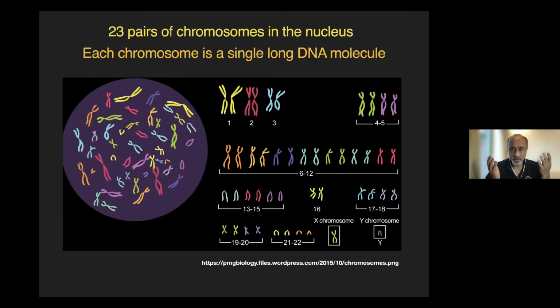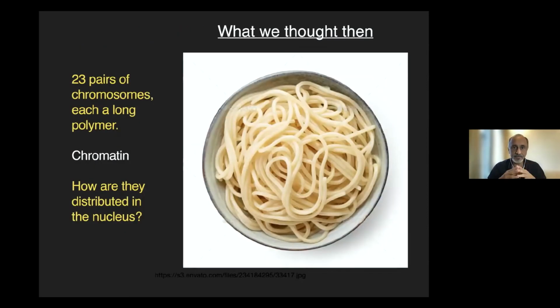You're made up of cells. All of us are made up of cells. Each cell has a nucleus. There are 23 pairs of chromosomes in the nucleus, and each chromosome is a single long DNA molecule. So there's the stuff inside this little bag, the nucleus itself, and the chromosomes are labeled 1, 2, 3, all the way up to 22, and then there's an X chromosome and a Y chromosome that can enter.